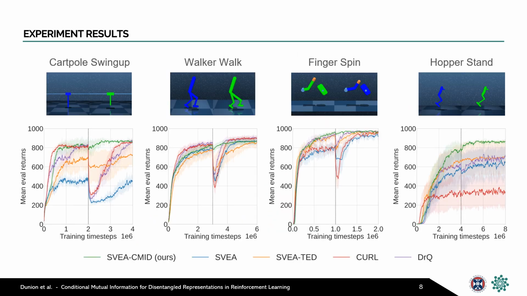Here we have the results for 4 tasks from the DeepMind control suite. We evaluate zero-shot generalization at the vertical dotted line in the graphs, where the correlation is reversed, as well as adaptation with continued learning on the test correlation. The base RL algorithm here is SPHERE in blue, and the results show that SPHERE with CMID in green improves both the training and generalization performance of SPHERE. In all tasks, CMID achieves good zero-shot generalization under correlation shift compared with a failure to generalize from baselines.